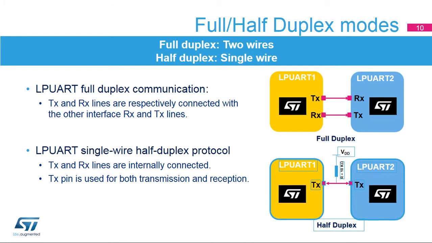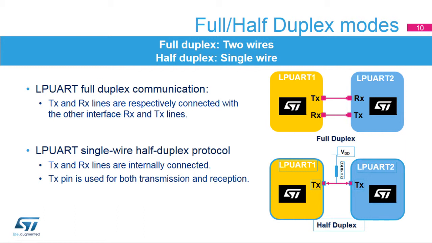The LPUART supports full duplex communication, where the TX and RX lines are respectively connected with the other interface's RX and TX lines. The LPUART can also be configured for single-wire half-duplex protocol, where the TX and RX lines are internally connected. In this communication mode, only the TX pin is used for both transmission and reception.